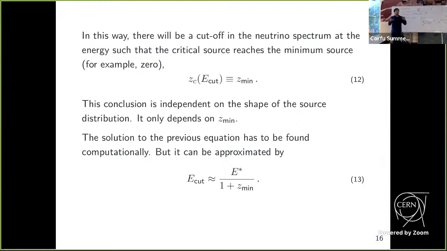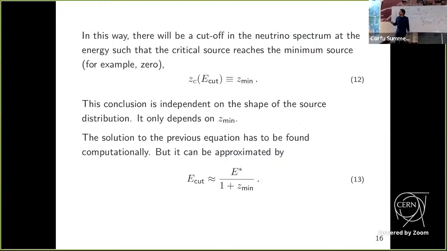So we can make an approximation, and the approximation says that the energy at which we can find a cutoff is the scale of energy, the dominant threshold in the process, divided by 1 plus the closest source. Okay, it's worth noticing that the existence of the cutoff and its location don't depend on the shape of the distribution of sources. It only depends on the dominant threshold and the position of the first source.